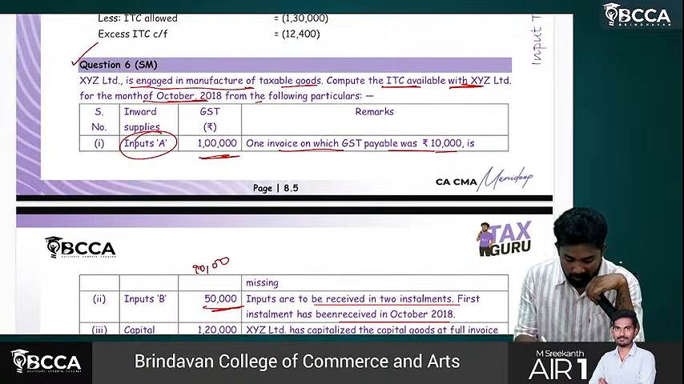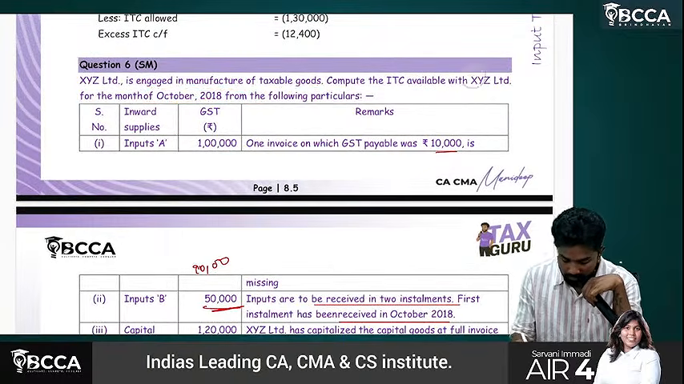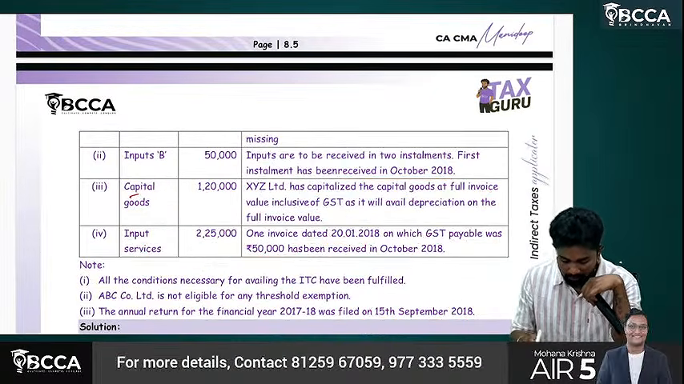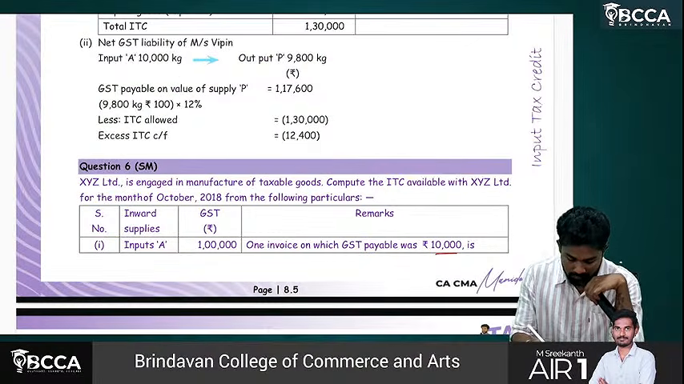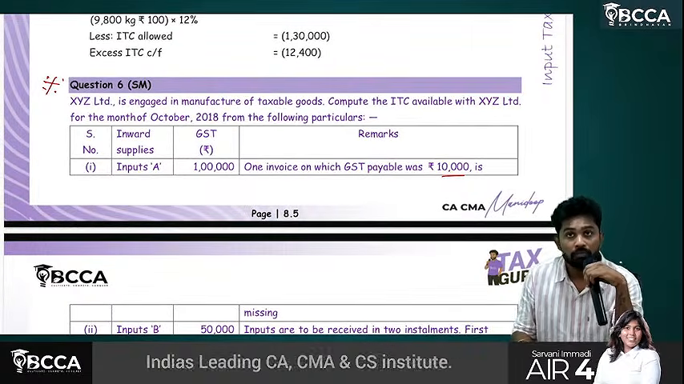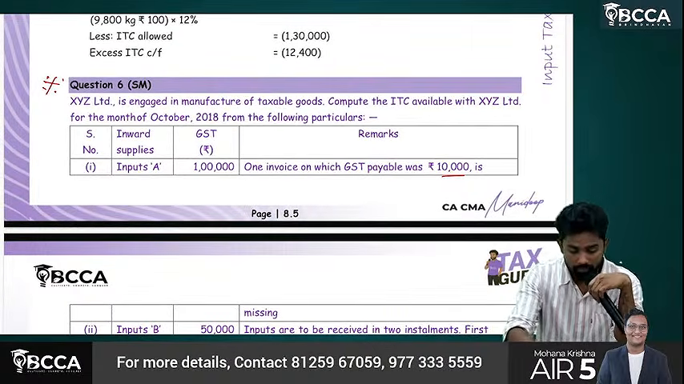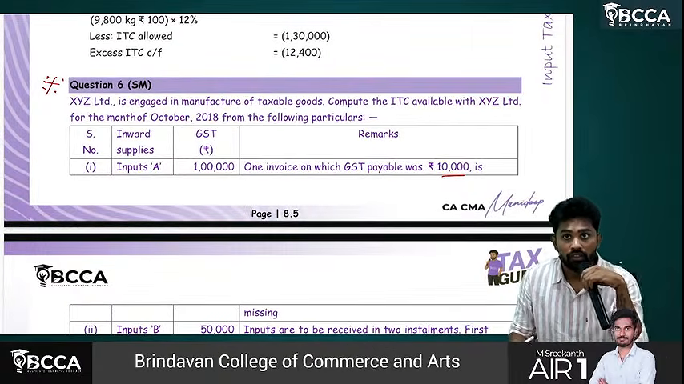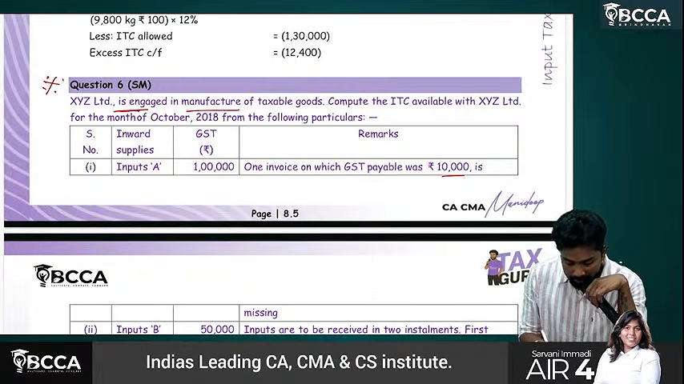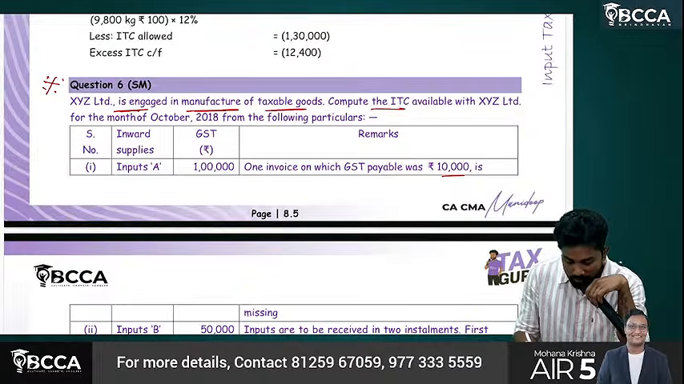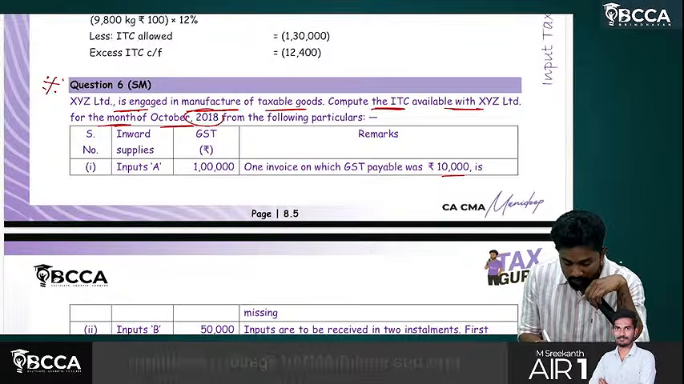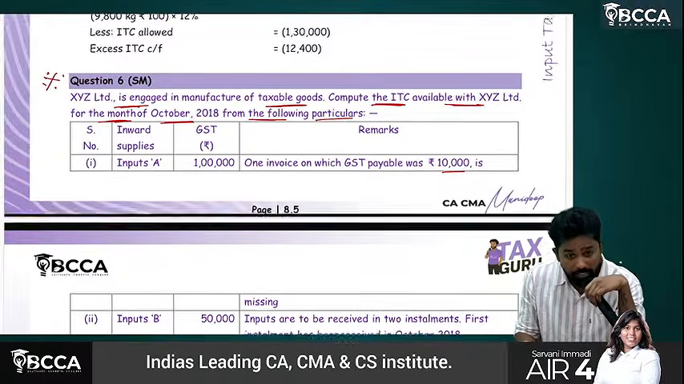Sir, look at question number 6. So we solved question number 3 and then we are solving question number 6. Sir, XYZ Limited is engaged in manufacture of taxable goods. Compute the ITC available with XYZ Limited for the month of October 2018 from the following particulars.